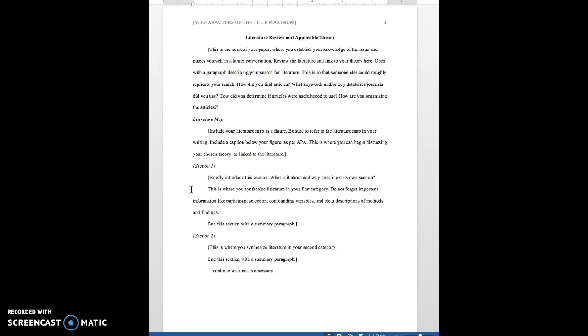When you introduce the section, you're going to give us a sense of what the section is about and why it gets its own. For example, if you have a lot of qualitative studies, you might use this as an opportunity to describe the type of qualitative methods that are generally used in the studies in that section. Then if section 2 is about quantitative studies, you can explain the types of quantitative methods that are generally used in there.